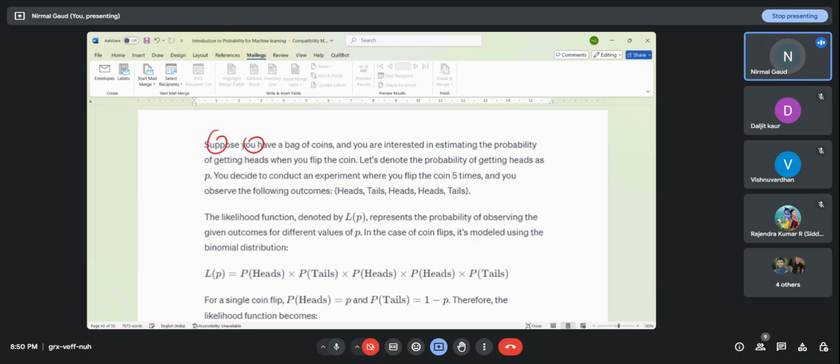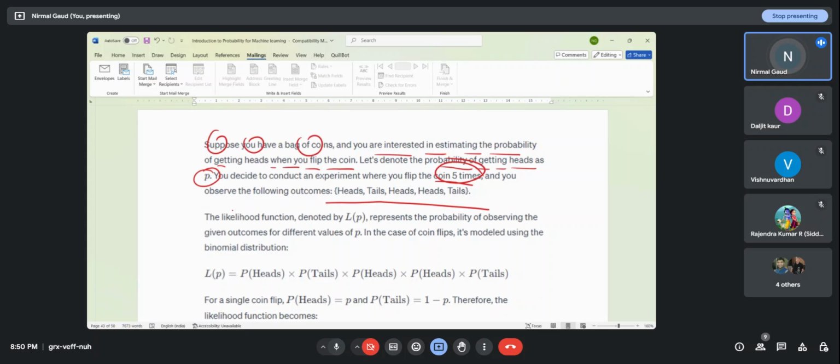Suppose you have a bag of coin. Okay. And you are interested in estimating the probability of getting heads when you flip the coin. Let's denote the probability of getting heads is p. So the tail is 1 minus p. And we flipped the coin 5 times. And these are the observations: head, tail, head, head, tail.